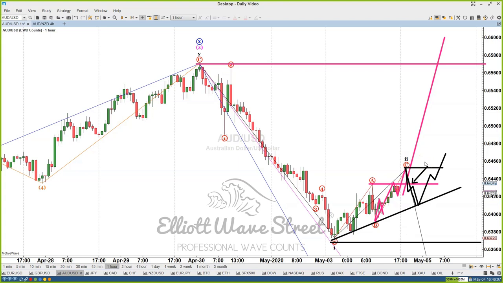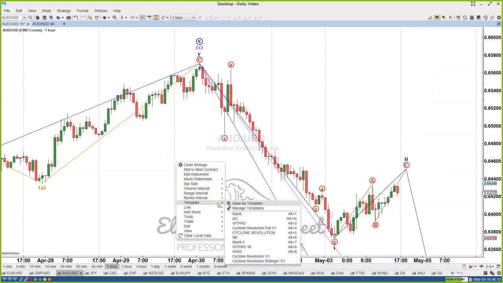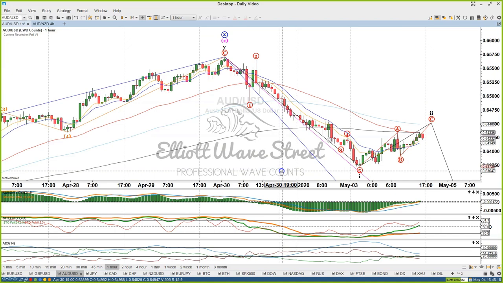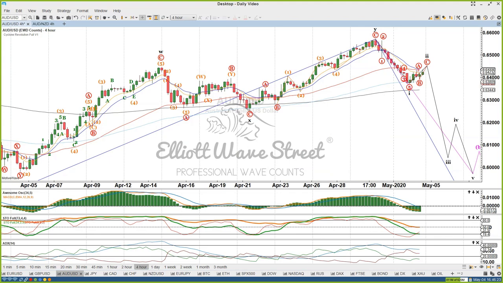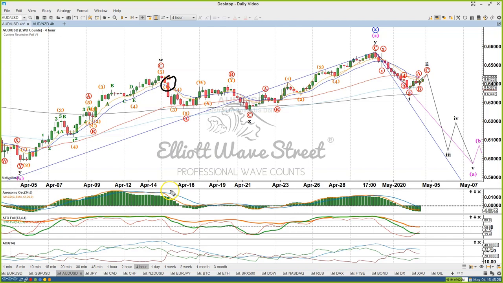We can also add the cyclone revolution system to this, so let's do it. Here we have the cyclone. Oh, let's have a look at the 4-hour chart. For me, the 4-hour chart is always key. Look how beautiful this thing works. So here, this cross tells that wave W was done. Then we have here two more crosses for the 3-wave sequence. Here we have the beginning of the next move up.